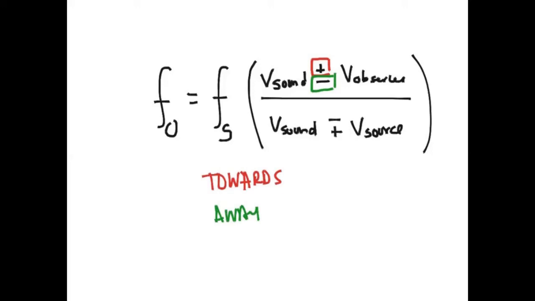In the same situation, if the source is moving towards the observer, then it's going to be negative, but if it's moving away from the observer, it's going to be positive. The frequency observed is changing. Be very careful to understand this is the frequency and not the sound level.